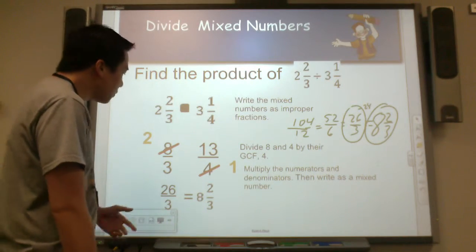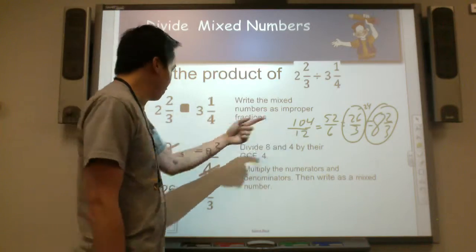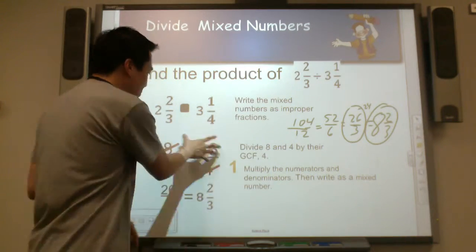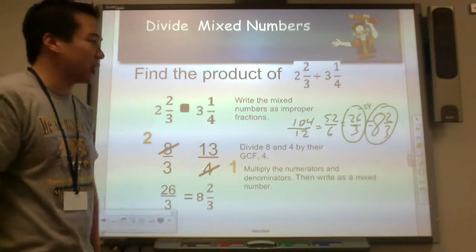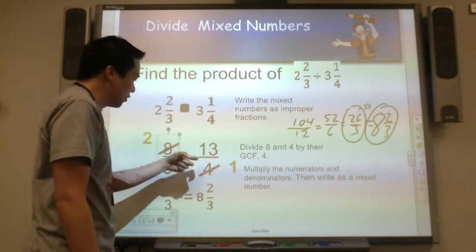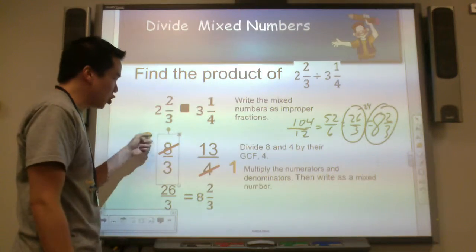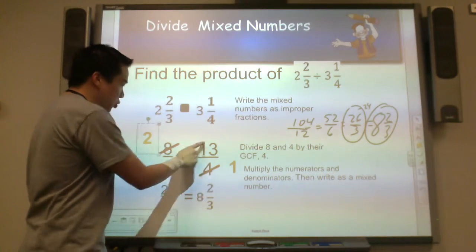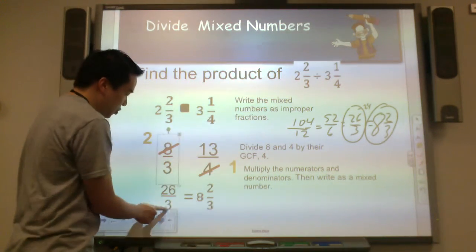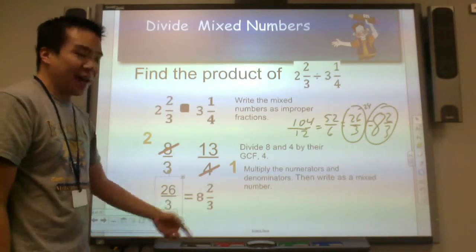So instead of doing 8 times 13 is 104 and 3 times 4 is 12, they would like to simplify before they start multiplying all these huge numbers. So 8 fourths, let's look at the diagonal. Can that be simplified? Yes, 2 and 1. Then you just multiply 2 times 13 is 26, 3 times 1 is 3. So how many 3's go in 26? 8 and 2 thirds.